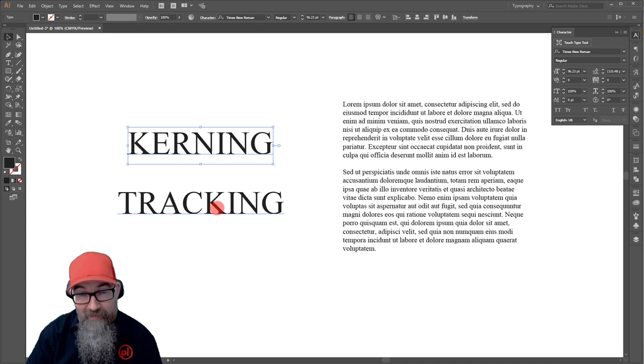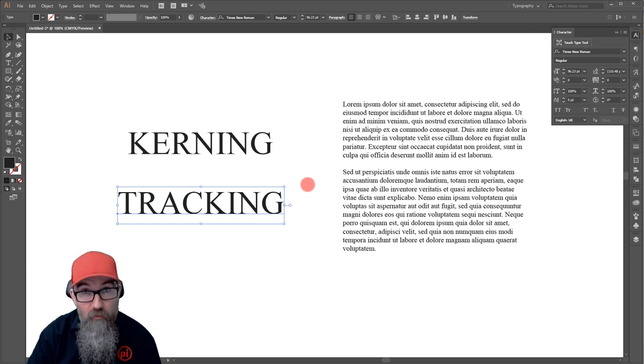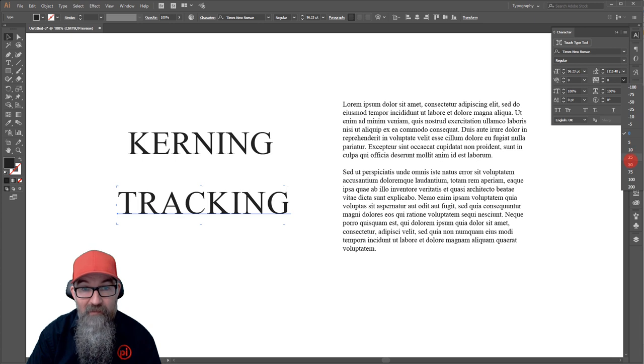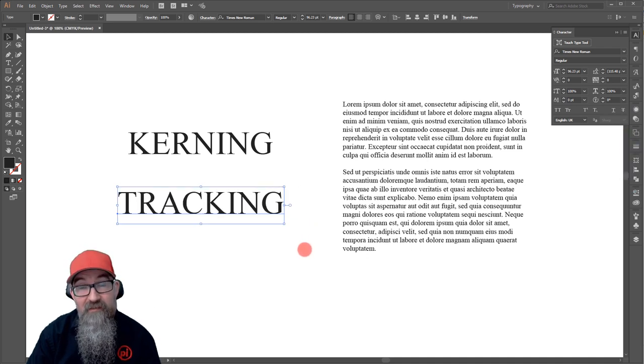When it comes to tracking, as I said, kerning is the space between individual letters. With tracking, it's the spacing between all of the letters in the word. So you'll see here when I start to increase the tracking on this word, the spaces increase between all of the letters. And that is what tracking is. So it's pretty simple to understand. Kerning is the space between two letters. Tracking is the space between all of the letters.